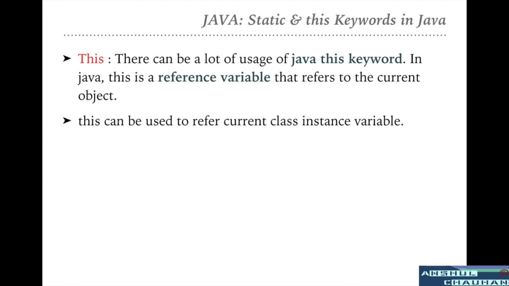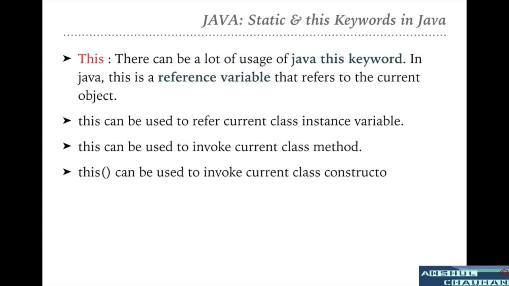The first property of this is, this can be used to refer to the current class instance variable. This can be used to invoke the current class method. So this can be used with the variable as well as with the method. This() can be used to invoke the current class constructor. So this can be used with methods, with the constructor, and with the variable itself. Static can only be used with the variable and method. Static can't be used with the constructor, but this can be used with the constructor as well, because it is not related to the class, it is just related to the current object.